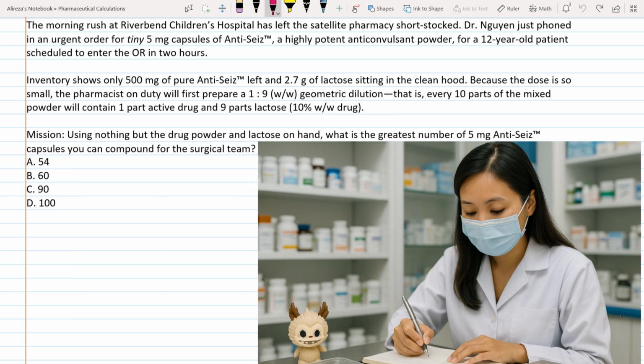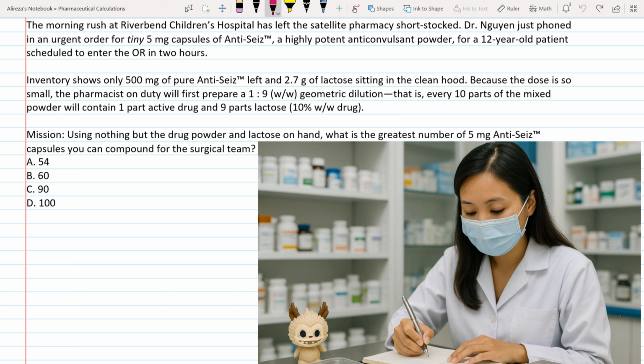The morning rush at Riverbend Children's Hospital has left the satellite pharmacy short-stocked. Dr. Wen just phoned in an urgent order for tiny 5 mg capsules of anti-seize, a highly potent anticonvulsant powder for a 12-year-old patient scheduled to enter the OR in 2 hours. Inventory shows only 500 mg of pure anti-seize left and 2.7 grams of lactose sitting in the clean hood.